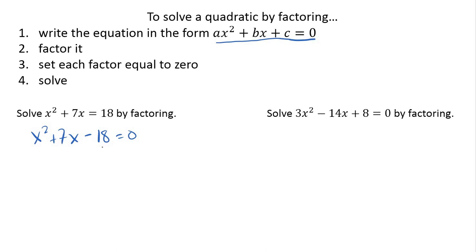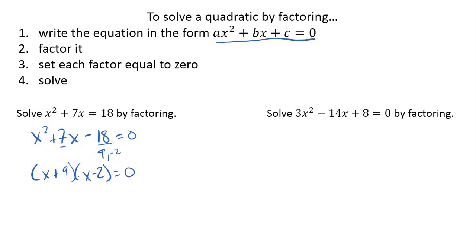Remember what I look for when I factor? I want two numbers that multiply to make that and add to make that. Well, in this case, what could I have? I could have 9 and negative 2, right? 9 times negative 2 is negative 18, and 9 minus 2 is 7. So this would be x plus 9 times x minus 2 equals 0.